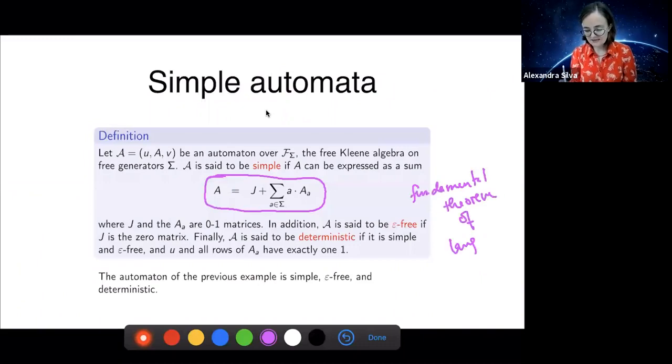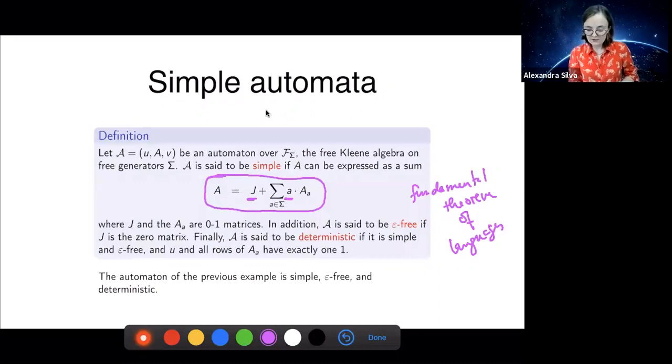Intuitively, it says that you can split a language into whether it has the empty word or not, and then its derivatives. Notice how we're pulling out each letter once. So you're really saying my transition matrix is very special. I can pull out each of the letters, and what I'm left with is a matrix with just zeros and ones. And an automaton is epsilon free if the matrix J is the zero matrix, meaning there are no silent steps in my automaton.